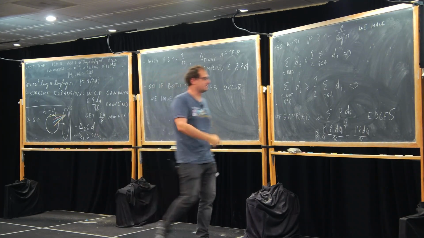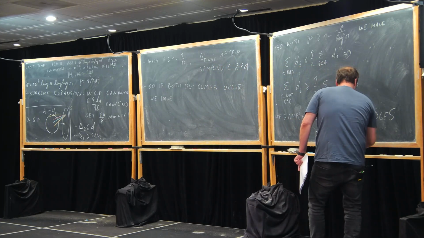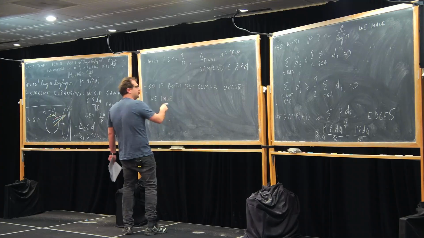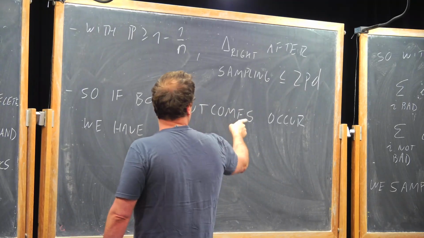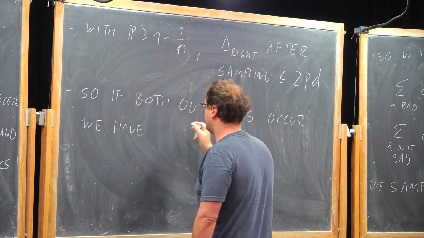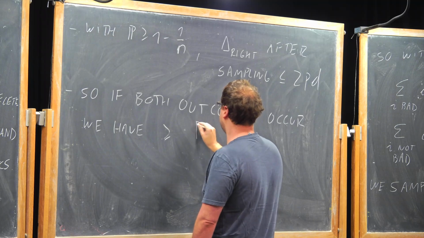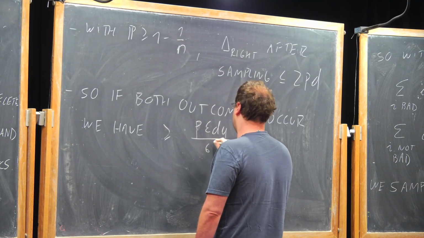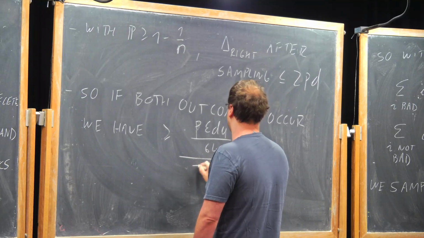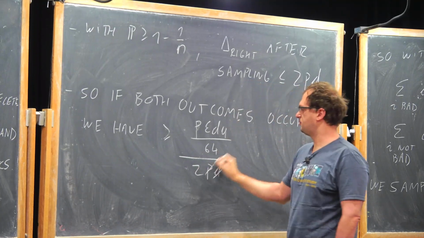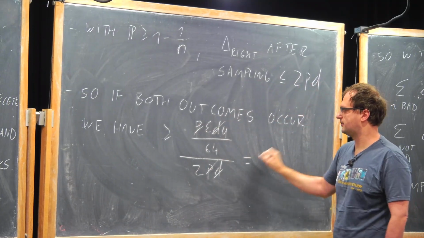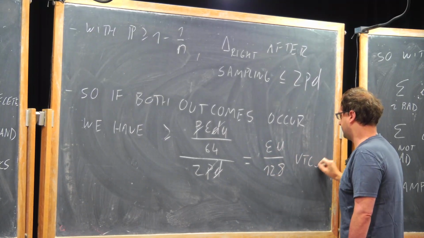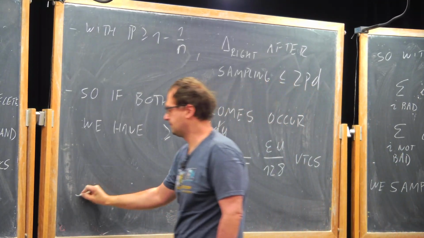it's not 16, it's 64, right? Yeah. I should trust my notes more than myself. If both outcomes occur, we have at least p epsilon d u over 64 divided by 2pd. So p and d cancel, and you get epsilon u over 128 vertices surviving on the right.